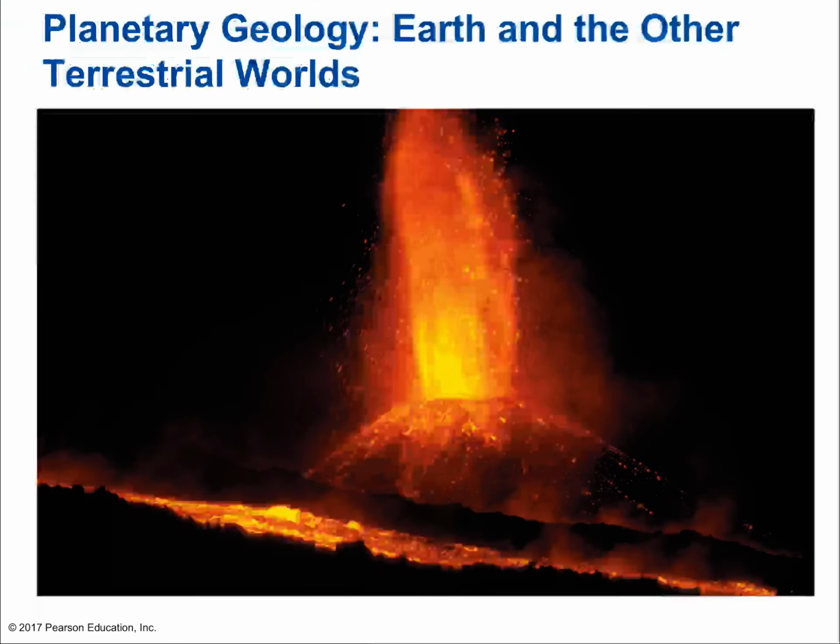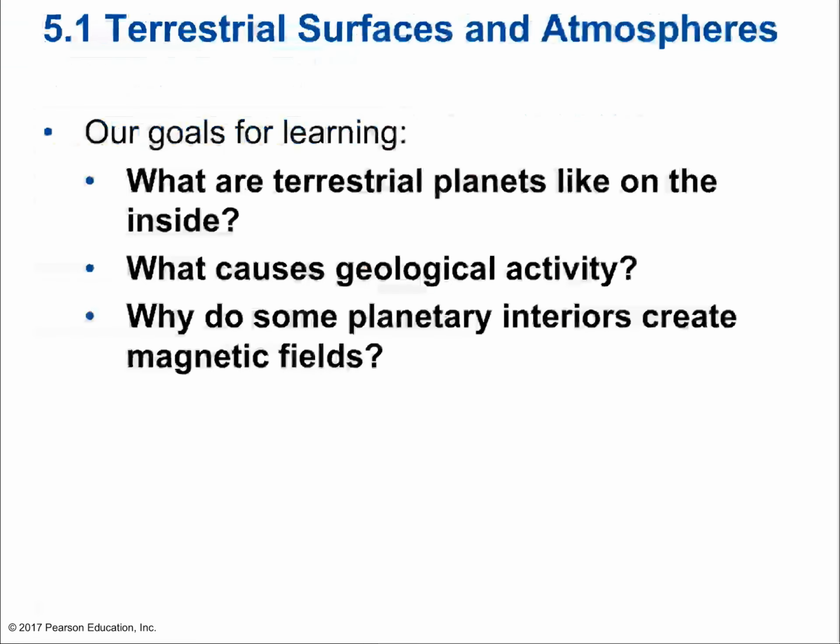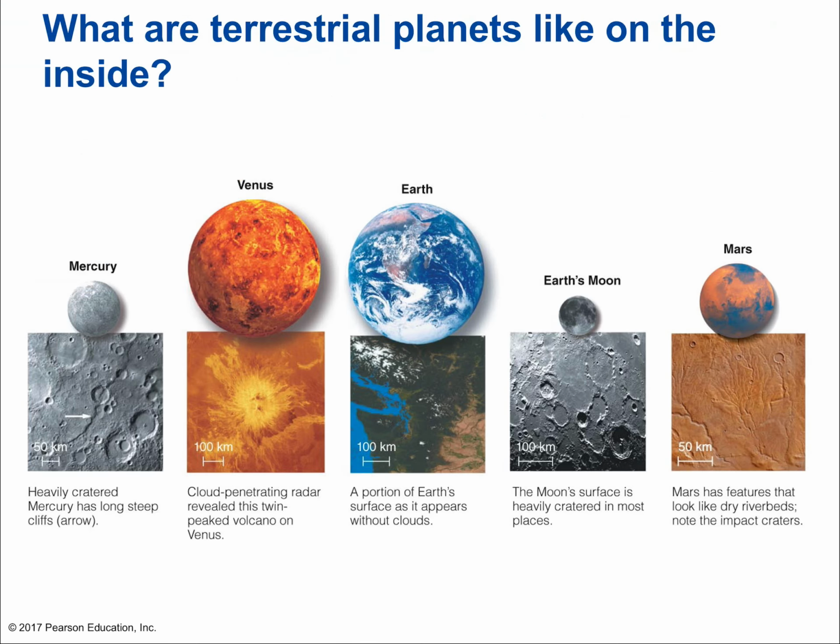All right. So let's first start with planetary geology, Earth and the other terrestrial worlds. Our goals here are to learn what terrestrial planets are like on the inside, what causes geological activity, and why some planetary interiors create magnetic fields. Here we have the five main topics that we'll be talking about: Mercury, Venus, Earth, Earth's moon, and Mars. And again, in the second video, I'm going to get into more details about these worlds and the one moon.